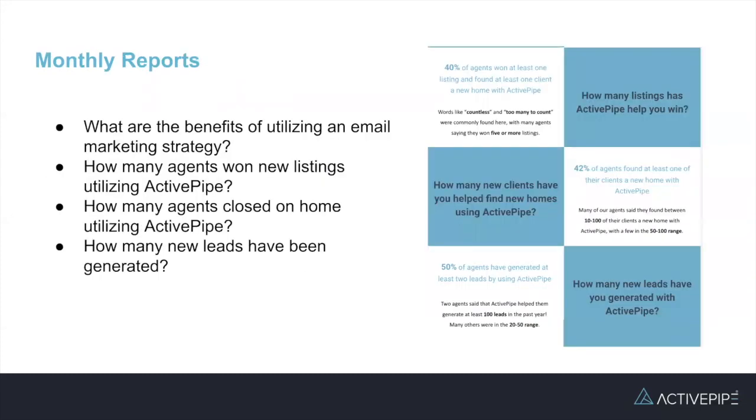Great. So the first thing that we really want to talk about is monthly reports. I have an example of just some statistics that we gathered over about a year's range, just to understand how ActivePipe has helped. This is a good example of something that you could add into a monthly report that you are sending out to your agents at your brokerage to get them excited, to really want them to utilize ActivePipe. So what are the benefits of utilizing an email marketing strategy?